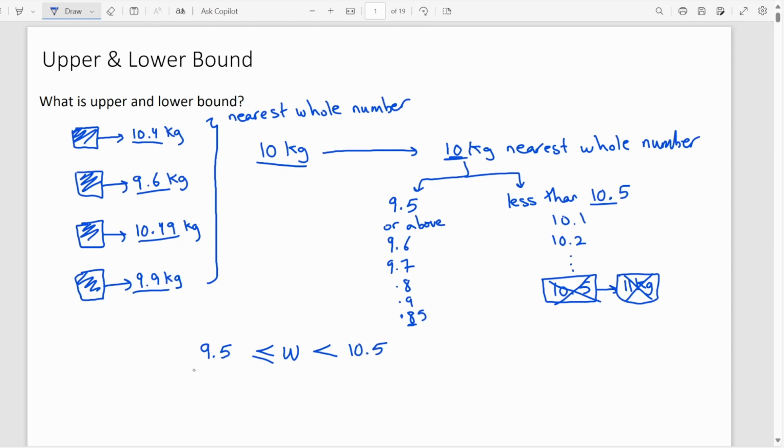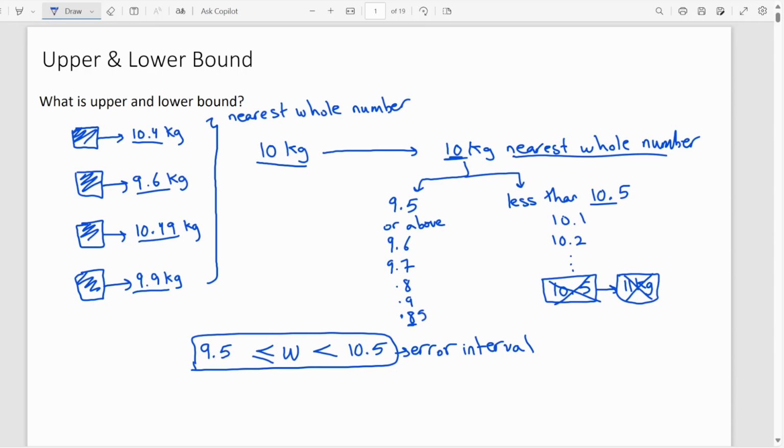And this is what we call the error interval. Okay, so any kind of measurement you give me with the unit of round, okay, has an error interval where the actual value could lie between 9.5 and 10.5. I don't know which exactly.